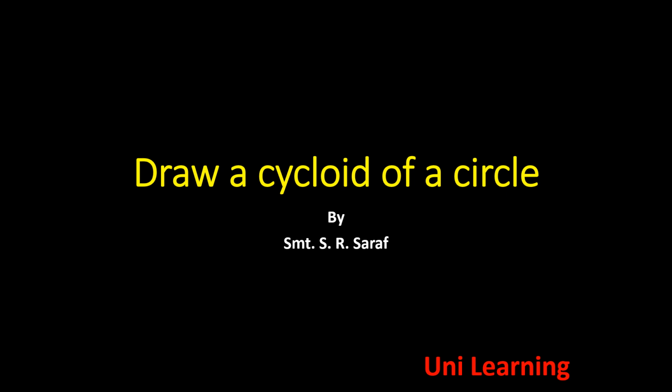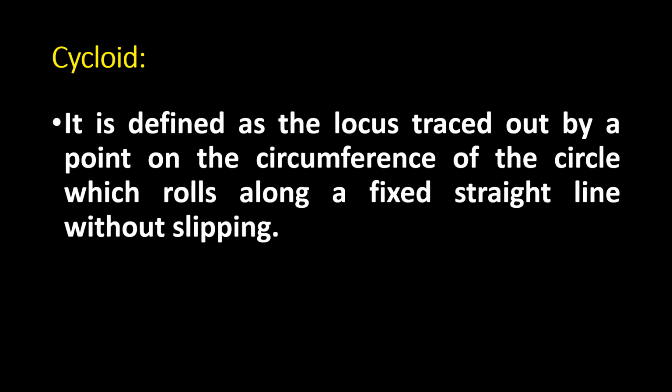Draw a cycloid of a circle. Before starting actual construction of cycloid, let us understand what we mean by cycloid. Cycloid is defined as the locus traced out by a point on the circumference of the circle which rolls along a fixed straight line without slipping. So here we are going to trace the path of a point which is rolling on a straight line.